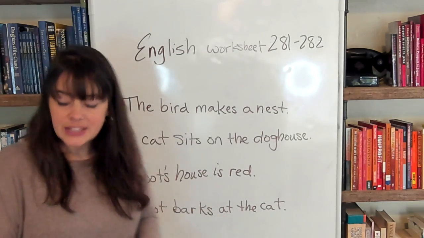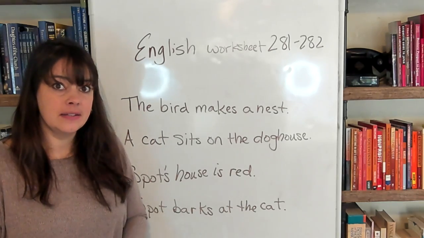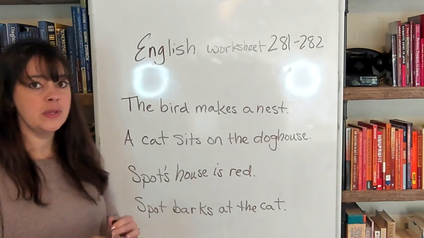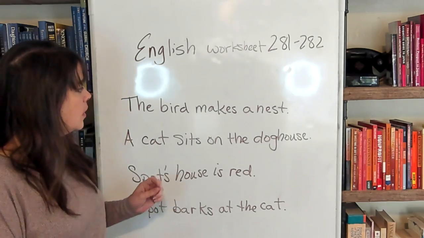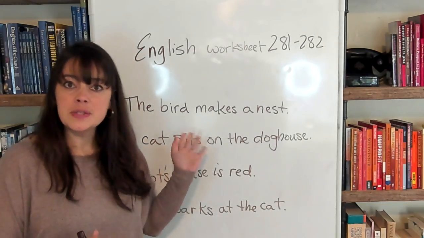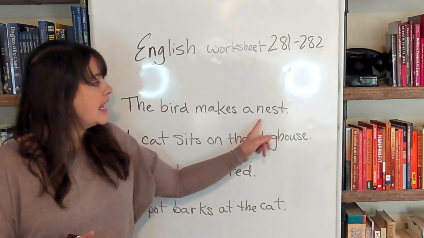Okay? An action verb can be the main part of the predicate. Let's look at this. We did some of these together in our live class, but let's do some of these, all right? Let's look at a few sentences. The bird makes a nest.